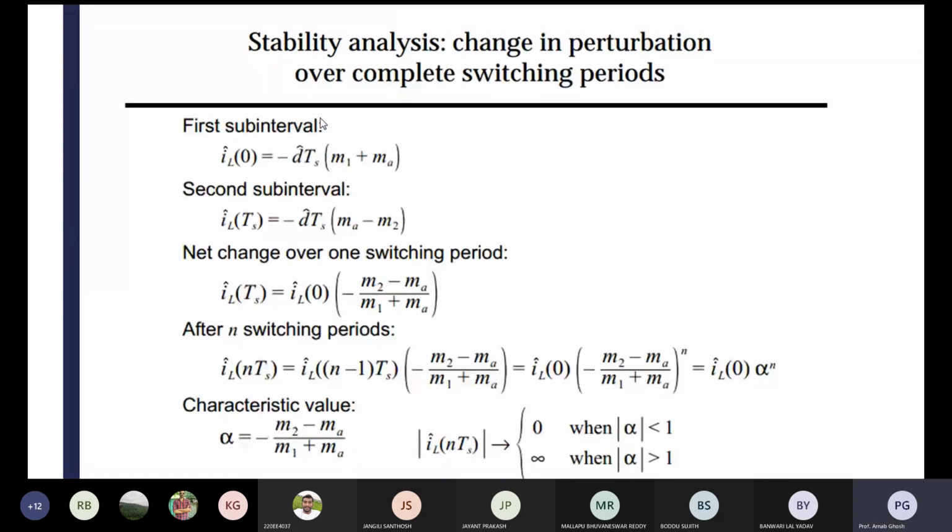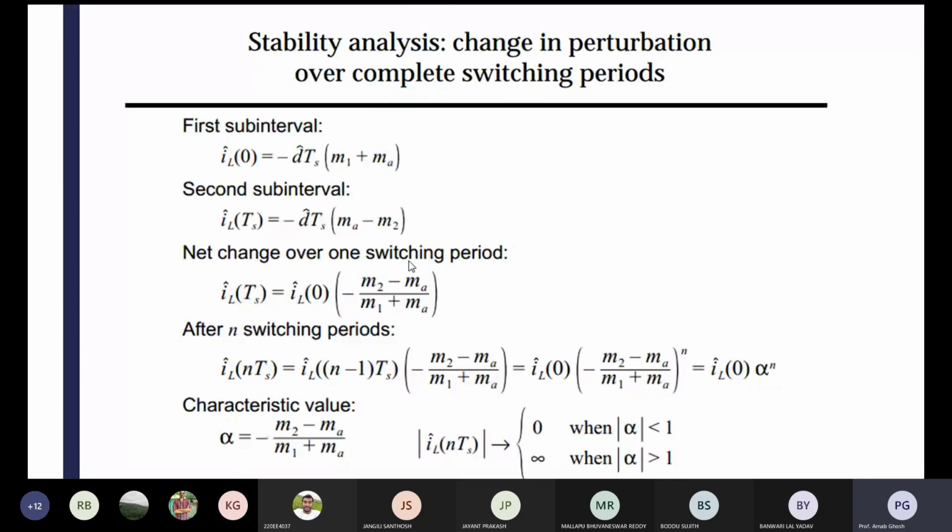Stability analysis: the change in perturbation over the complete switching period. The mathematical calculations are like your previous calculations, you can follow that. For the first sub interval you can calculate the value IL0 equal to minus V T plus M1 plus M2. Previously it was only M1, but now an additional ramp is added, so that's why MA. Then for ILDS the calculation will be MA minus M2. The additional ramp slope is added to the normal control signal, that's why it changes like that.